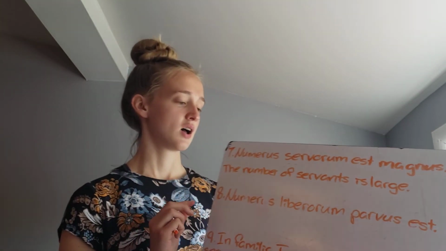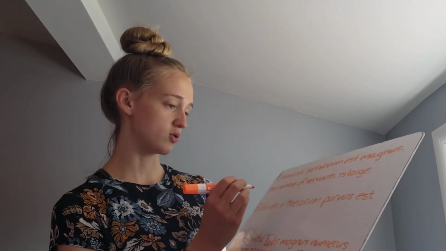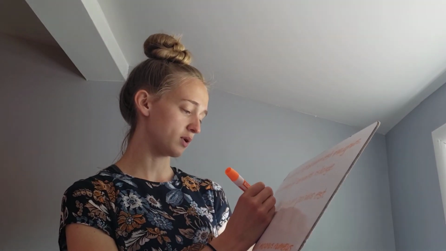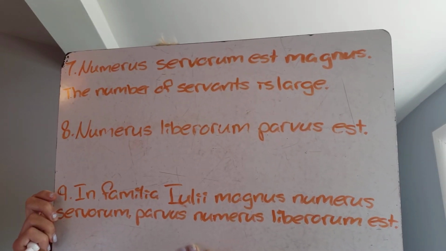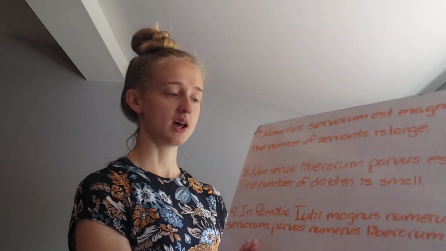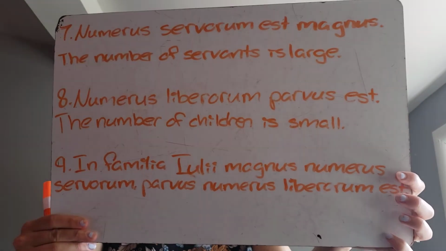Great work. Okay, number 8. Numerus liberorum parvus est. What did you get? The number of children, and again we see that orum ending, and that's how we know it's of children, is parvus. What is parvus? Small. Great work. The number of children is small.